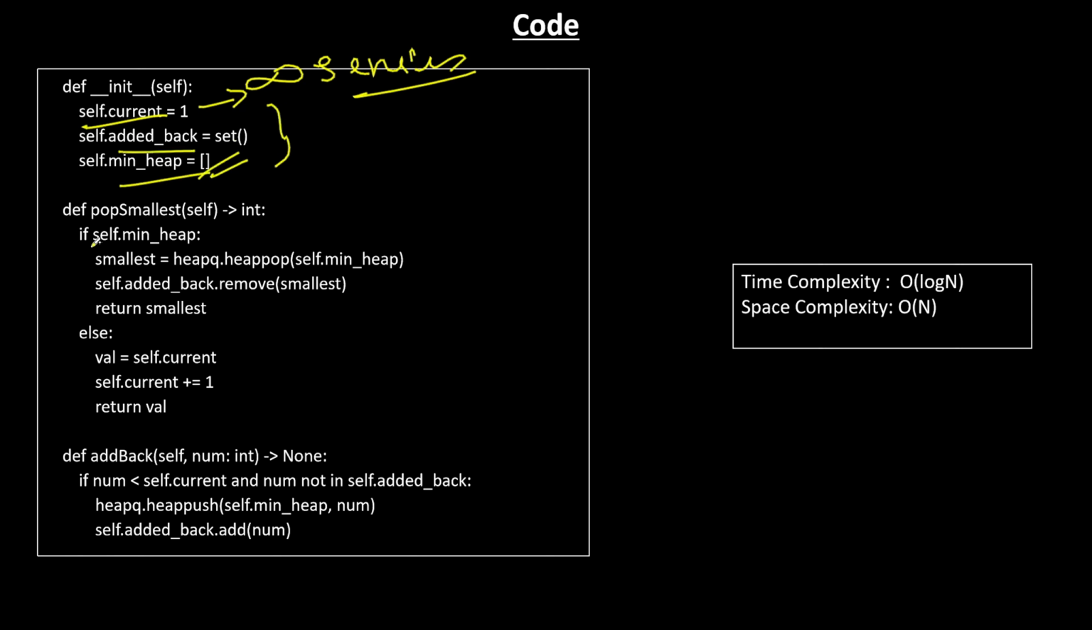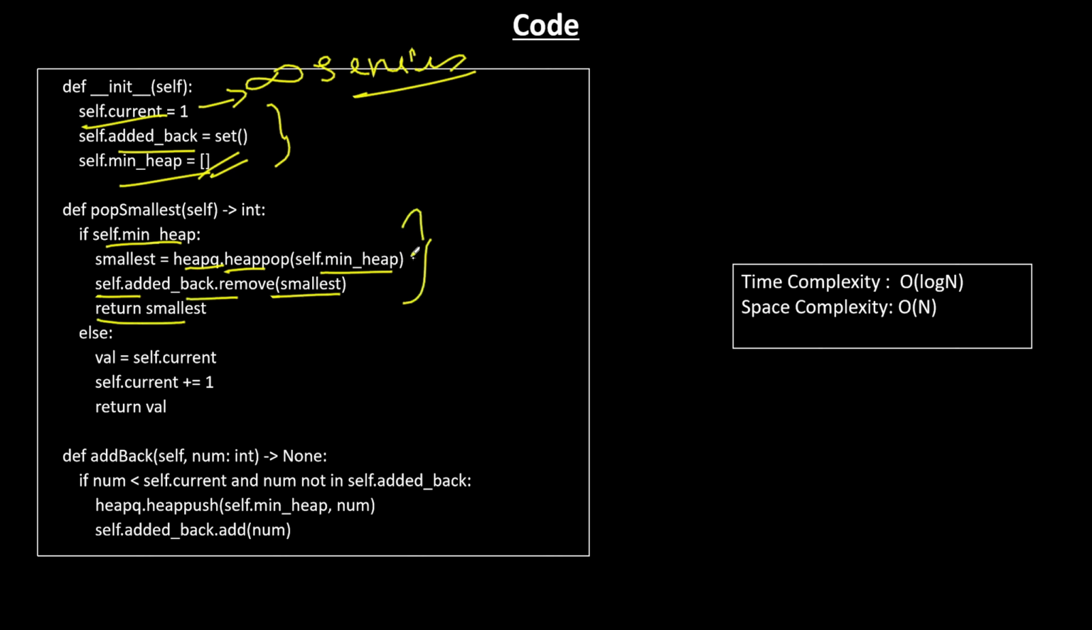How it is used, let me show you. If the main heap is not empty, this is the heap which we use, right? Heapq is the heap in Python. Like in C++ we call it a priority queue, right? That's the same thing. So we do the heap pop because in pop smallest we're trying to pop the smallest element, and we also pop it from the set, and we return the smallest.